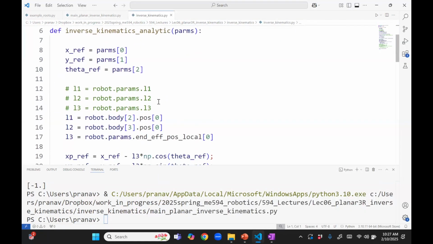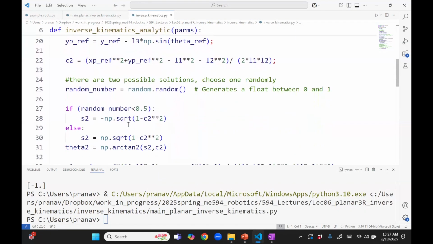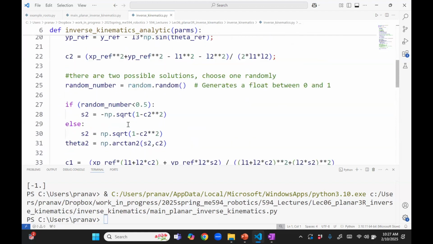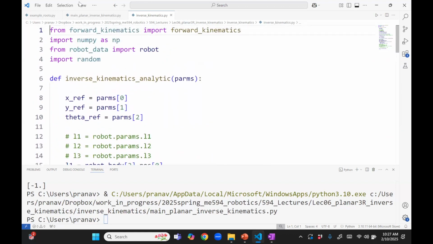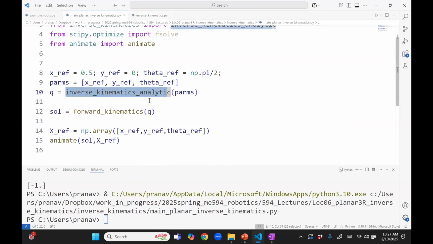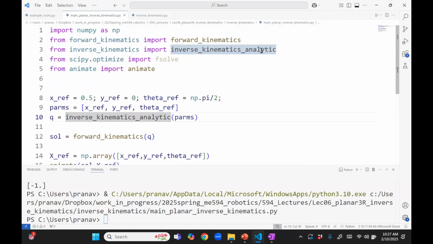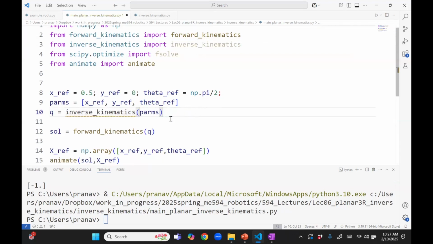So it used this function where there were lots of things we needed to do because we were inverting cosines, sines, checking, and so on. So I'm going to modify this. I'm going to call this just inverse kinematics. Then let's go here and call import inverse kinematics, and then call this function inverse kinematics. Okay, so we want the same xref, yref, theta ref.